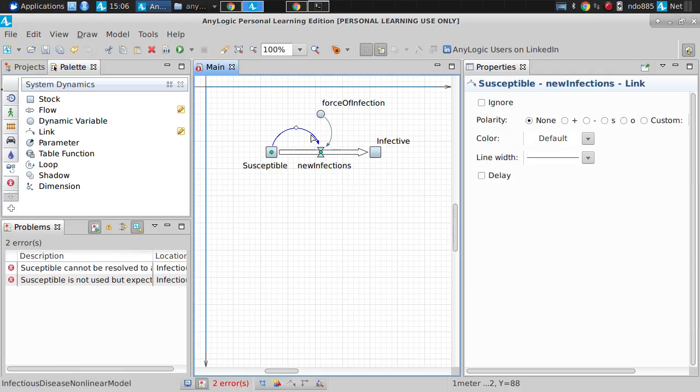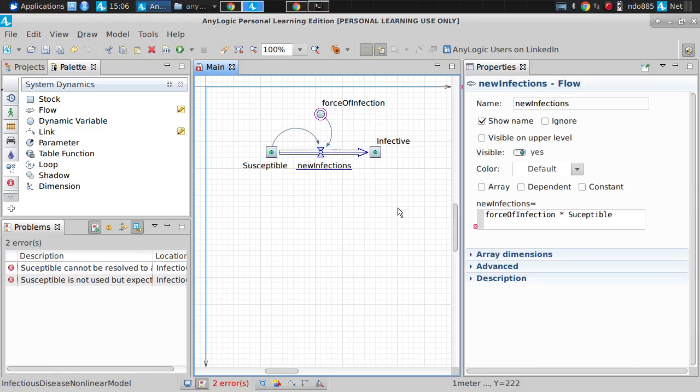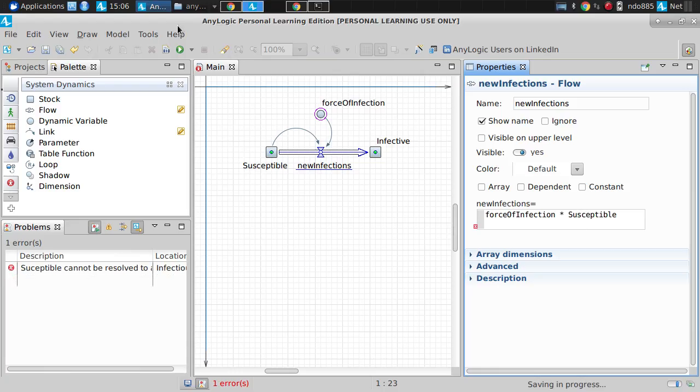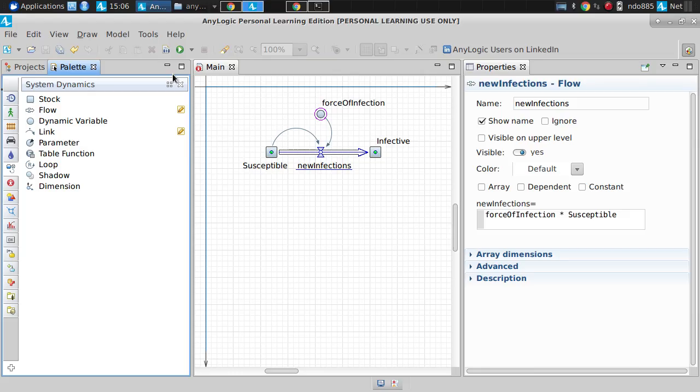A dynamic variable is something that's actually endogenously calculated as part of the model. I misspelled susceptible, incidentally. It's going to be calculated on an ongoing basis by the model, so it's going to be recalculated whenever the stocks change. In general, this dynamic variable is going to depend on the state of the system, so it's going to depend on the values of the stocks in this case.